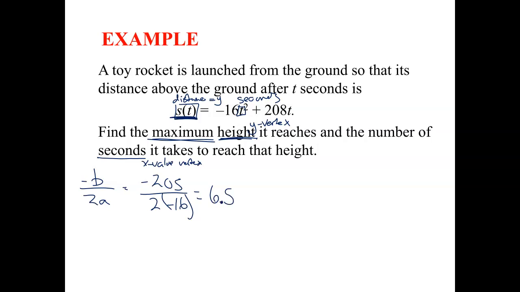Because of the equation, it's negative b over 2a, which is negative 16. I have a negative over a negative, which becomes positive. 6.5 is not the distance. It's negative 208. So we're doing this 2 times things. I have a negative 208 divided by a negative 32, which gives me a positive 6.5.